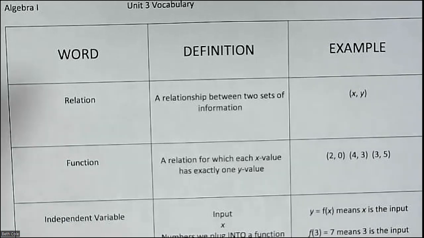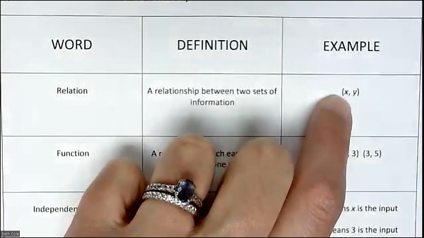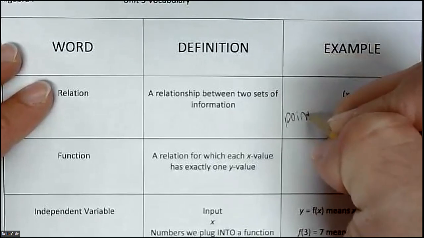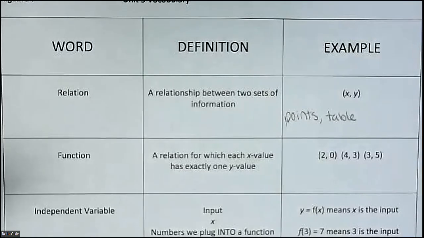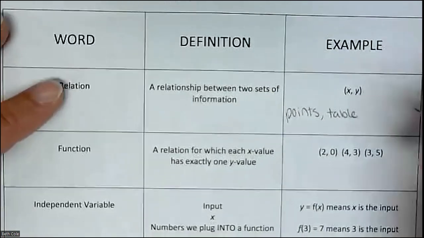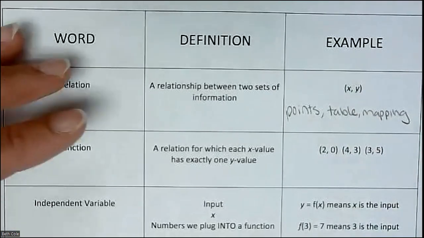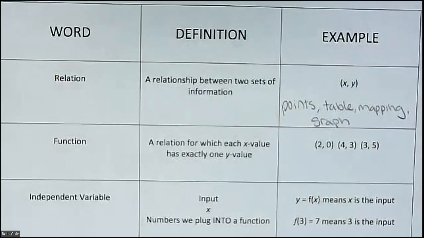All right. So a relation, this is short for relationship between two sets of information. Lots of times you'll see it as X comma Y. That is what we call a point. So you can see it as points. It can also be written in a table. You can also have what's called a mapping, and I'm going to show you all these things in the notes. Or you could have a graph, which is your XY coordinate plane, and then you plot on the XY coordinate plane. So there's 4 ways you can express that. And again, in the notes, I'm going to show you all of that.